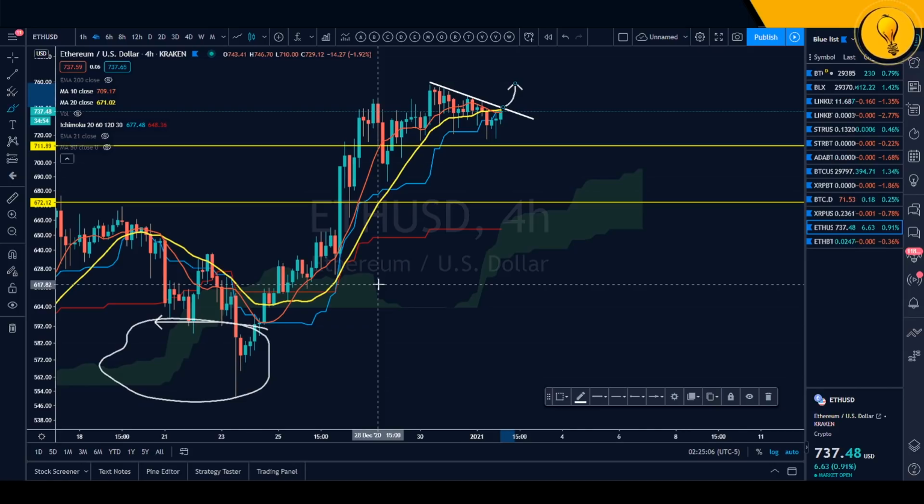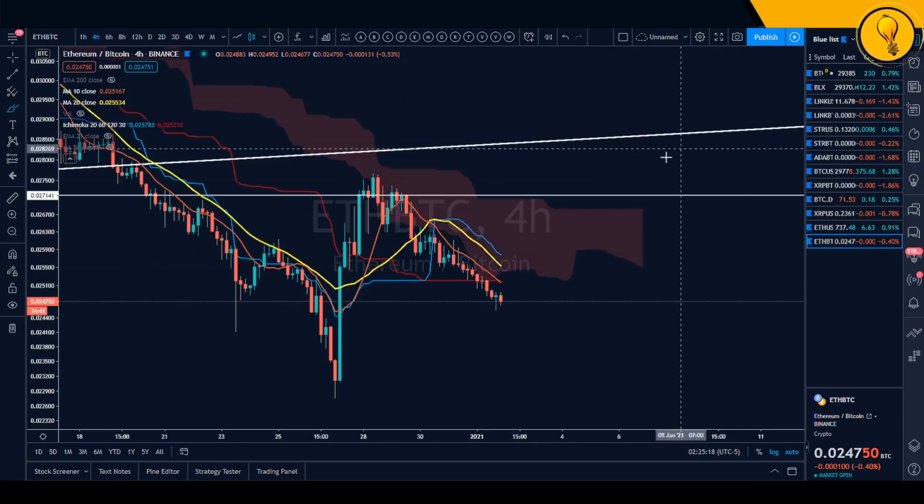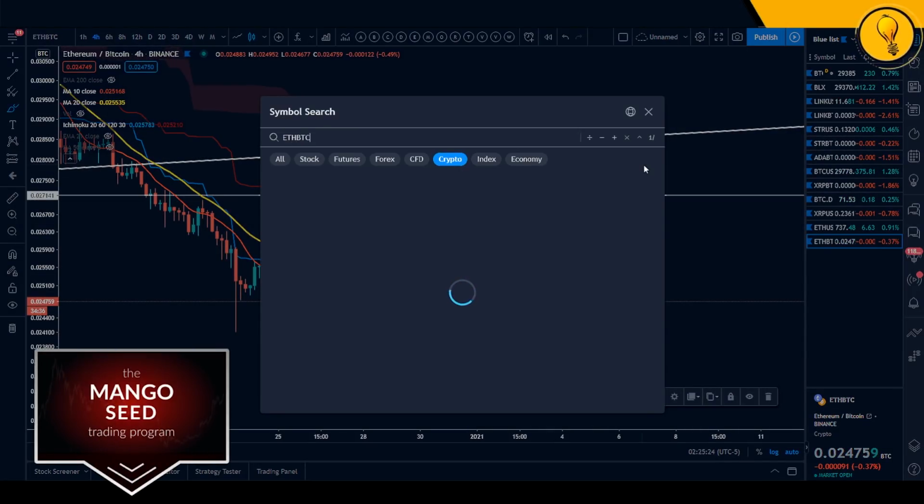Okay, I really like what ETHUSD is doing, but now the golden question, and that's what everyone is after, is it going to outperform Bitcoin? Well, if you really want to get a gauge on that, let's get onto the ETHBTC pair. Now, this is ETHBTC on Binance. I don't know why it's on Binance, so let's change that up.